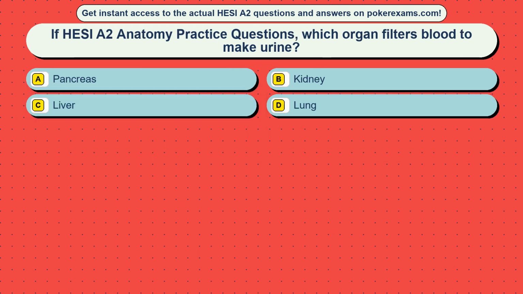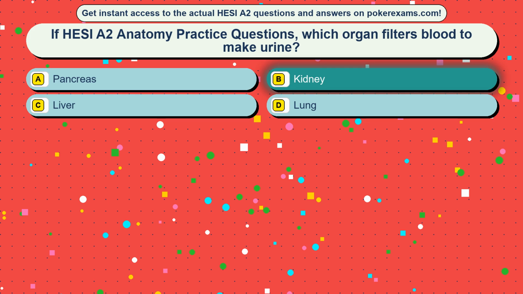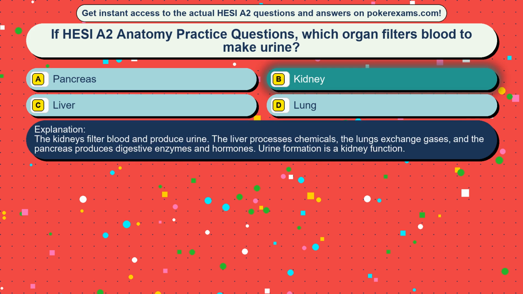Question 40. In HESI A2 anatomy practice questions, which organ filters blood to make urine? Option A, pancreas. Option B, kidney. Option C, liver. Option D, lung. The correct answer is option B, kidney. The kidneys filter blood and produce urine. The liver processes chemicals, the lungs exchange gases, and the pancreas produces digestive enzymes and hormones. Urine formation is a kidney function.